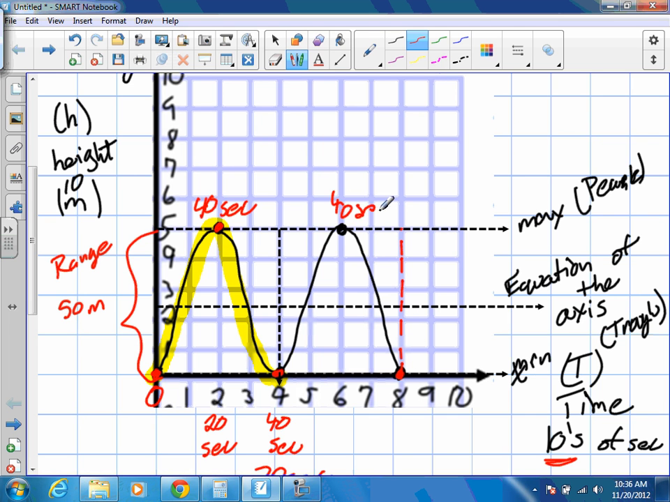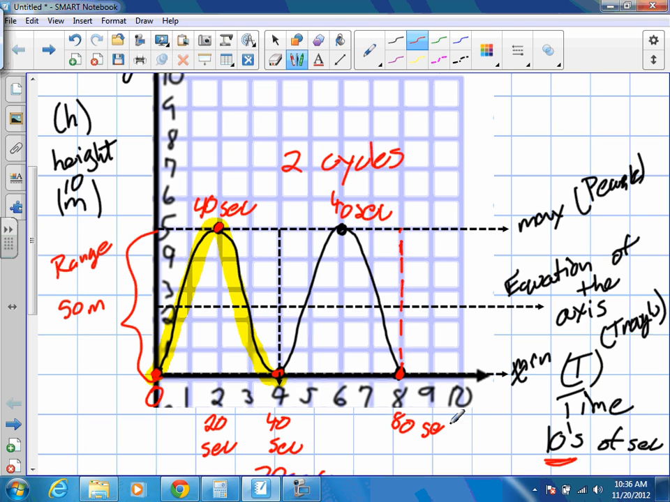Now, I want to know how many cycles this Ferris wheel goes through. How many times does it go around? Twice, that's right. This has 2 cycles. Cycles you could consider as periods. So you could say the period of this is 2 cycles. It takes 2 cycles to actually finish this ride. It ends at 80 seconds.